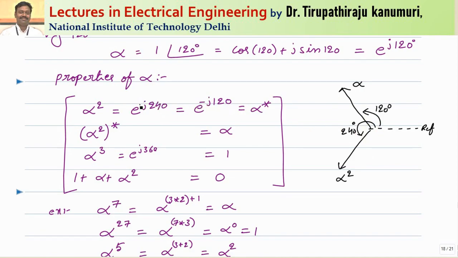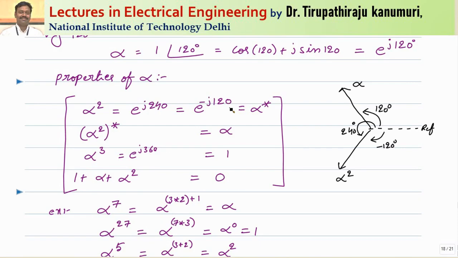That's why it is called plus 240, or the same thing I can represent in the opposite direction. So this is minus 120. That means with respect to my reference, this alpha square is lagging behind the reference by 120 degrees. That's why I can write it as e to the power of minus j120. So you can see here, compared with alpha, alpha is equal to e to the power of j120. Now it becomes e to the power of minus j120, because this is nothing but the conjugate of this one.